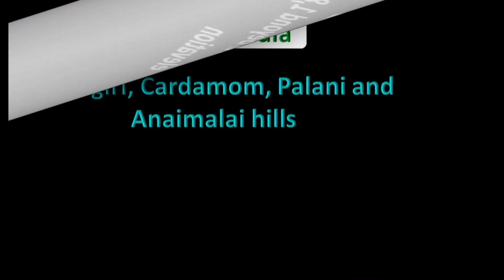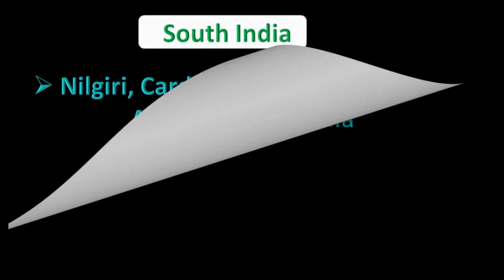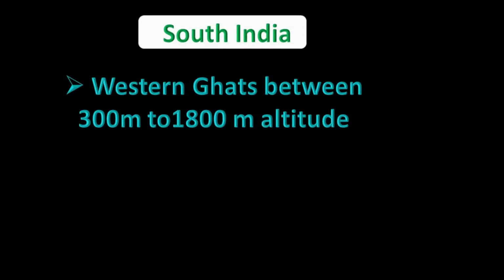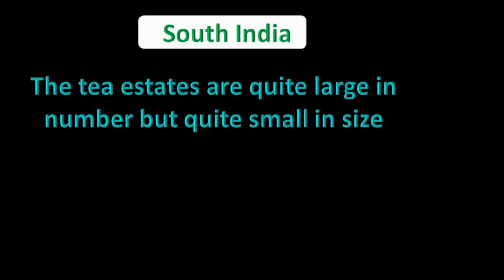South India. The Nilgiri, Cardamom, Palni and Anaimalai hills in Tamil Nadu, Kerala and Karnataka, extending from 9 degrees north to 14 degrees north latitude, are the important tea-producing areas. This region accounts for 25% of production and about 44% of the area under tea in India. Tea gardens are located on the hill slopes of the Western Ghats between 300 meters and 1,800 meters altitude. The tea estates are quite large in number but quite small in size.